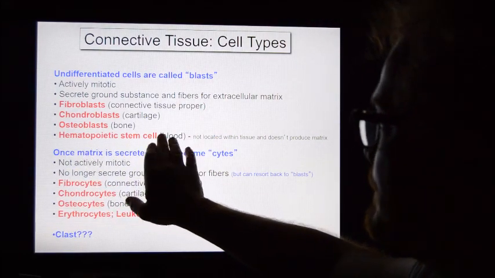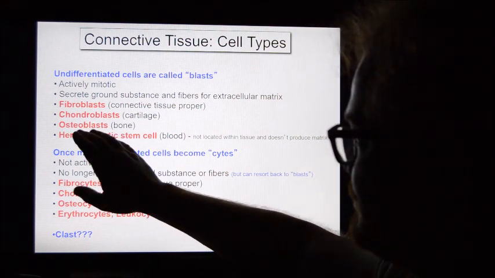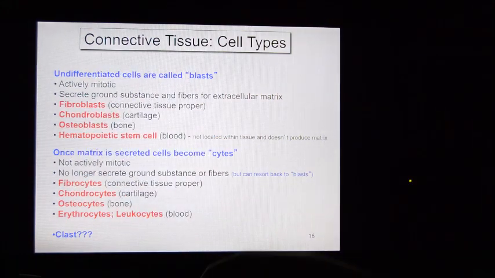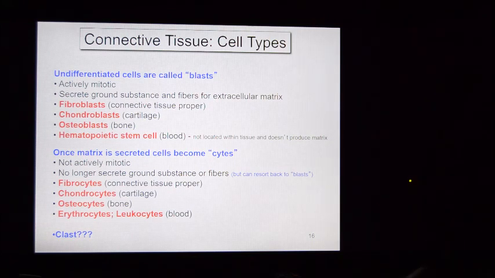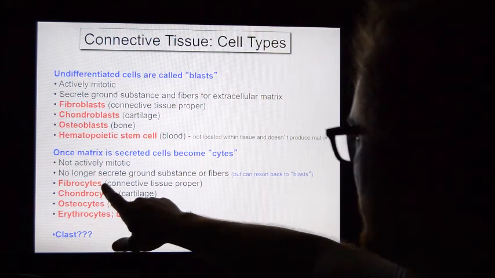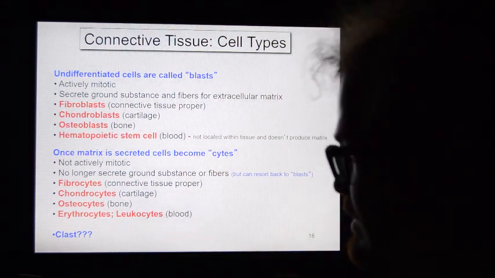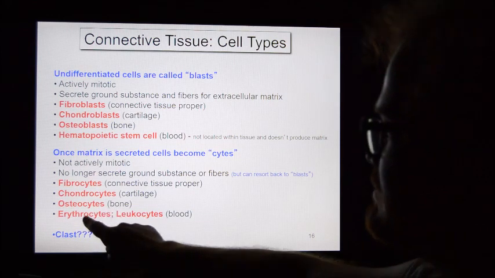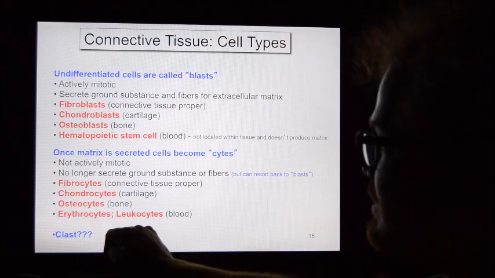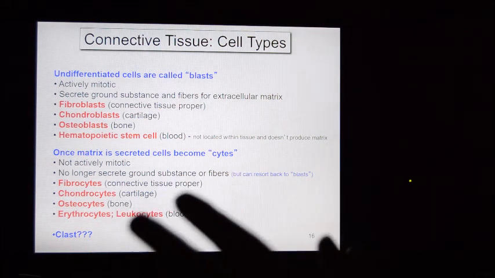Hematopoietic stem cells make blood. Okay, hematopoiesis is red blood cell formation, or just blood cell formation for our purposes. So we have these blasts that are making something, and then there are the mature variants of those cells. For instance, fibroblasts live in the fibers, chondroblasts live in the cartilage, osteoblasts live in the bone, and then there are erythrocytes and leukocytes, erythrocytes being your standard red blood cell, and leukocytes being your white blood cells. Okay, these are your mature blood cells.